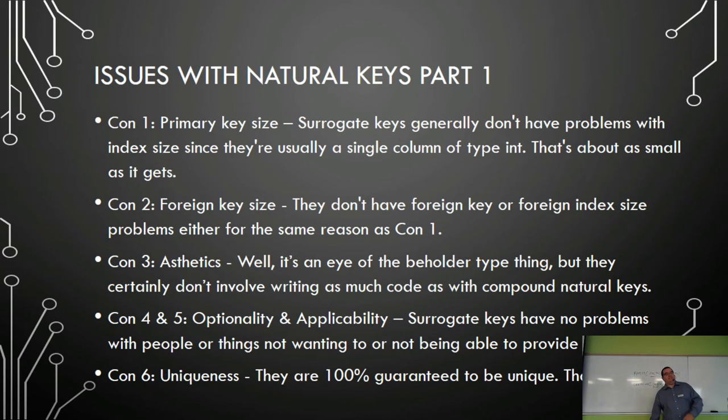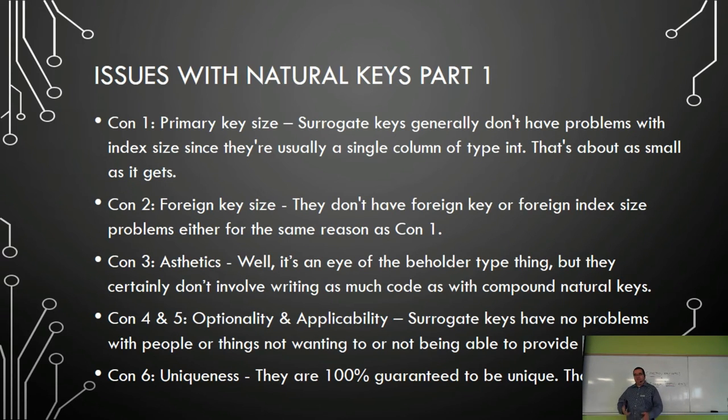Problem number six, uniqueness. Synthetic keys are guaranteed to be 100% unique. Natural keys are not. What happens if you decide to use a social identification number? In Canada, it's a social insurance number. In America, it's a social security number. In the UK, it's the national insurance number, the NIN number. And they have the same kind of name in other countries.